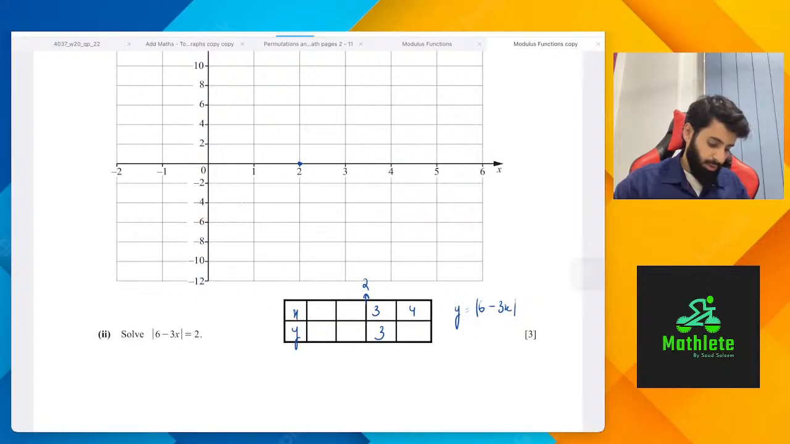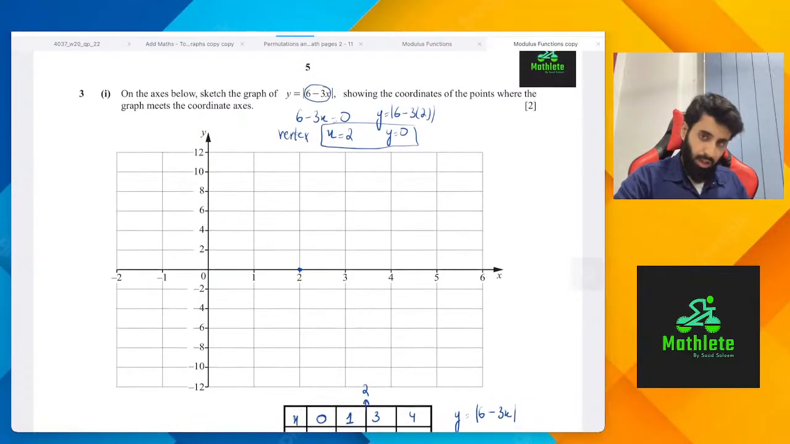If you plug in 4, 3 times 4 is 12, so 6 minus 12 is... let's not plug in 2, let's plug in 1. If you plug in 1, 6 minus 3 is straight away going to be equal to 3. If you plug in 0, it's going to be 6 again.